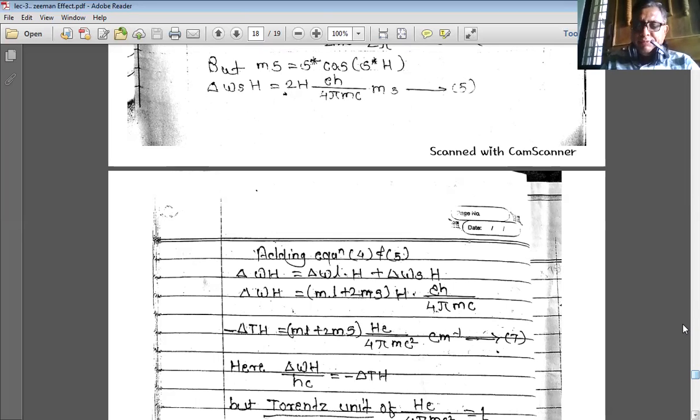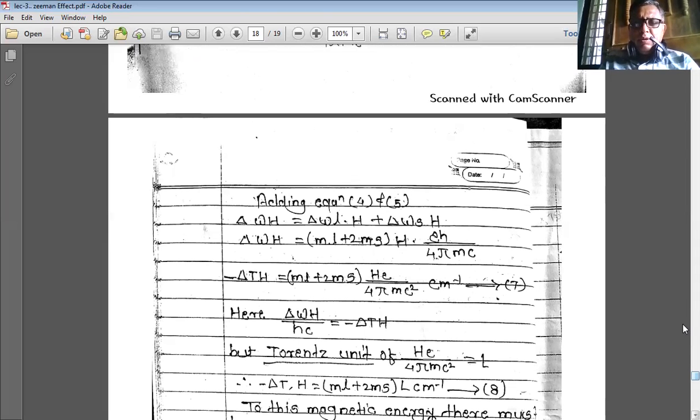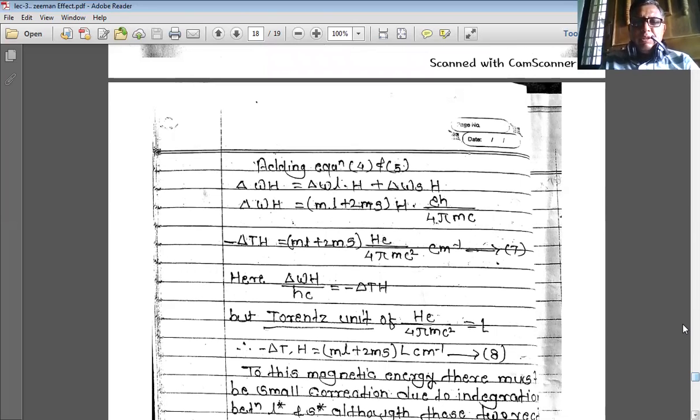Now minus delta T H, that is delta omega H upon HC. Okay, so but the unit of eH upon 4 pi mc square is equal to L, and now put this value in the above equation, delta T H is ML plus 2 MS into L centimeter raised to -1. Right, what did we do to this, delta E upon delta H upon 4 pi MC, this itself is what we called L, so L is given there. Okay, and here delta omega H upon HC, that is minus delta T, is placed here.